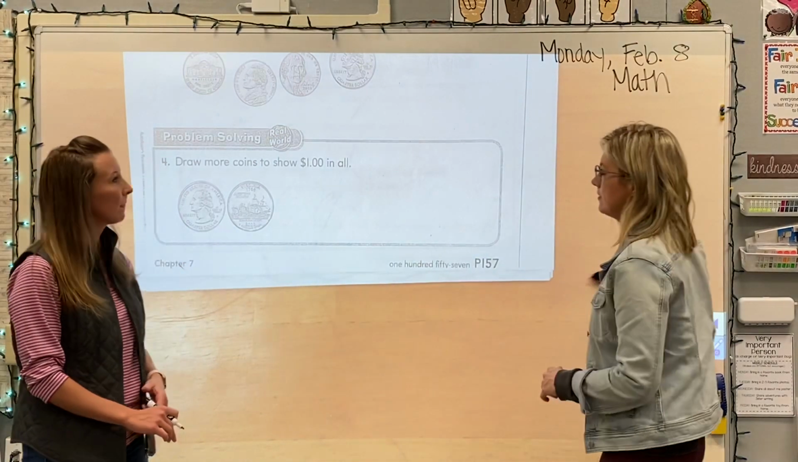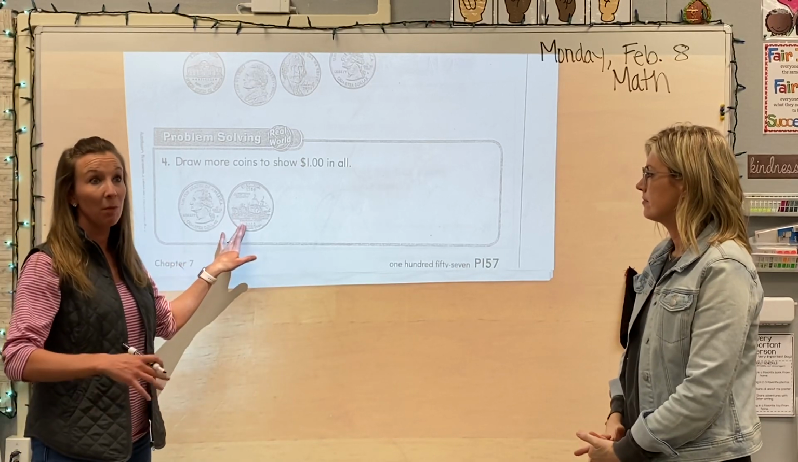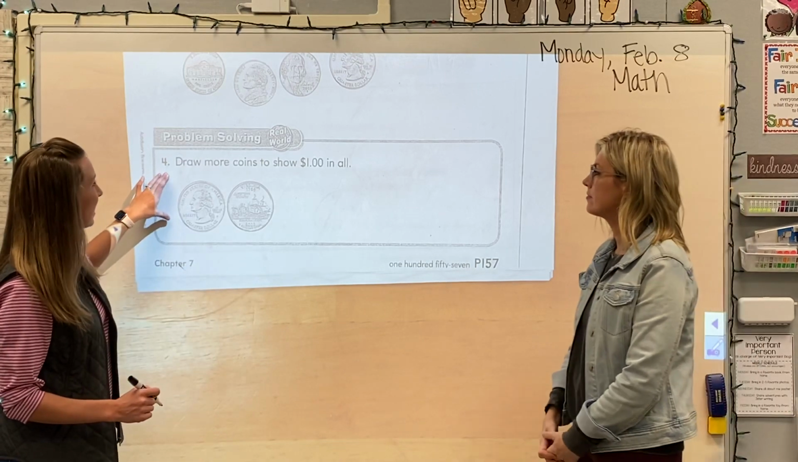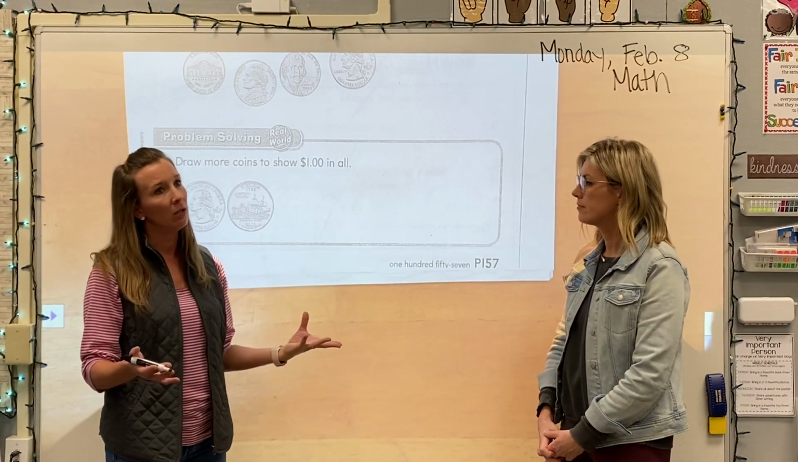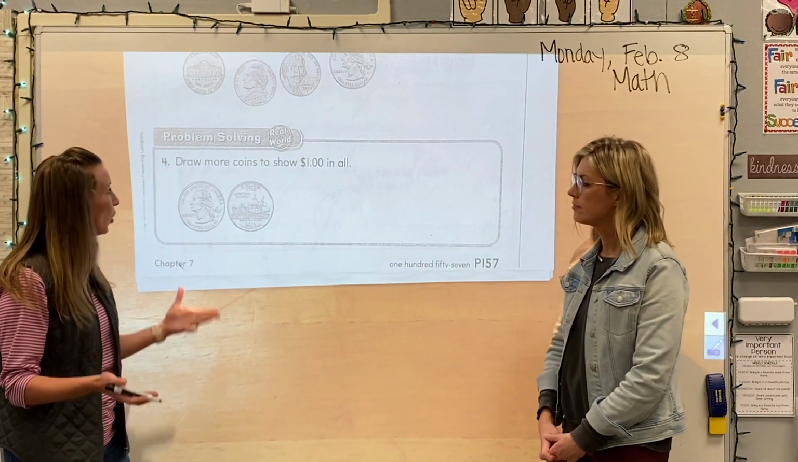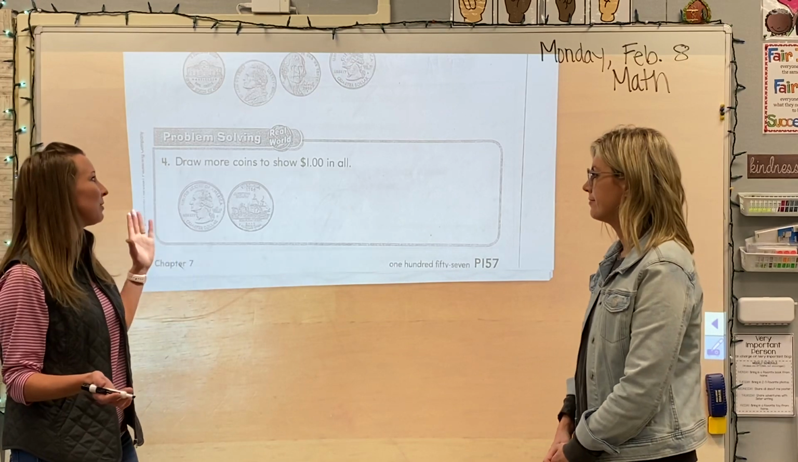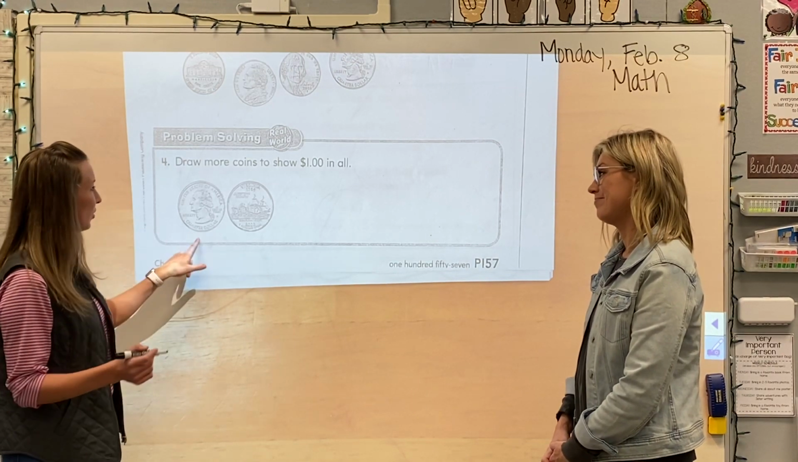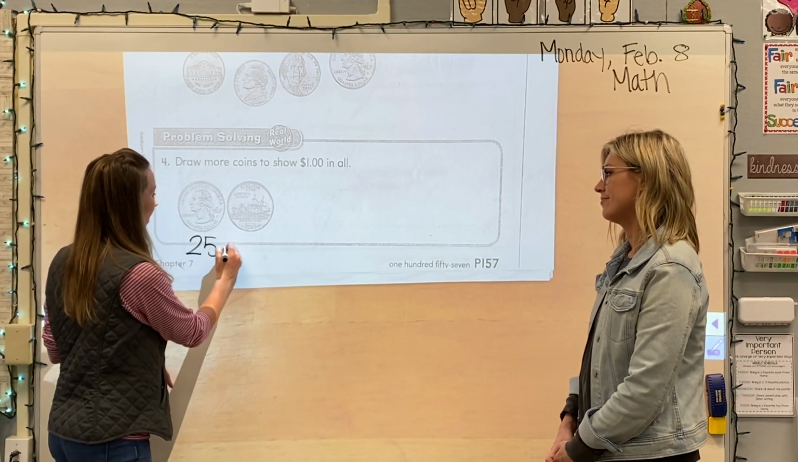All right, so the bottom problem, and it's going to be the same on the back of this worksheet as well, or the second page today. There is a problem that says draw more coins to show $1 in all. Well, I can't draw more coins until I figure out what we already have. This is George Washington. He's a quarter. He's worth 25 cents. I'm just going to write 25 down here as if I were counting on.